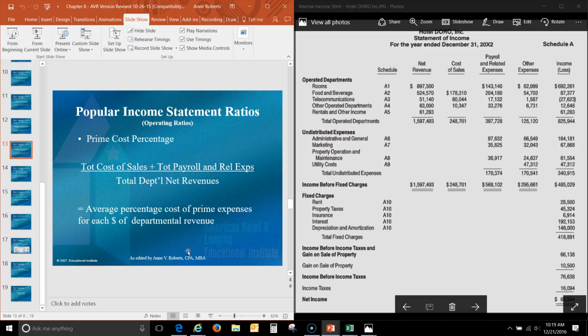Is it 50 cents? Is it 60 cents? Okay? Which then tells us if it's 50 cents, that means we've got 50 cents per dollar to spend in other areas, undistributed expenses and down. If it's 60 cents that we're spending in prime cost percentage, that leaves us 40 cents to spend on undistributed, etc. Okay? So the cost of sales and the payroll, that's absolute. Can't get around those.